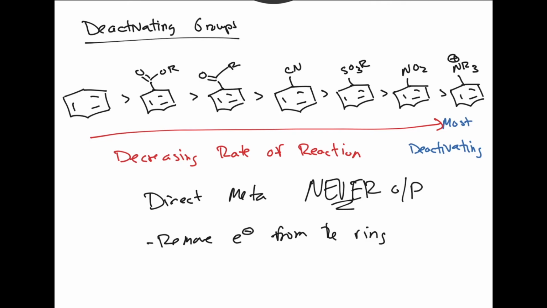Right, so the stronger, the more deactivating the group, the more positive the benzene, the harder it is for that benzene to give up its electrons.